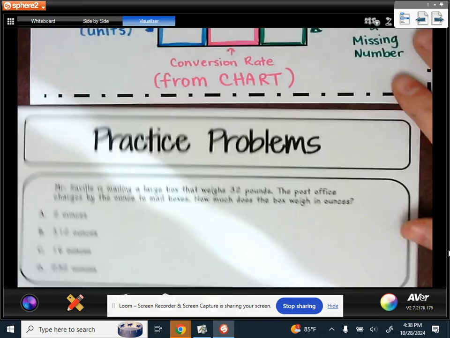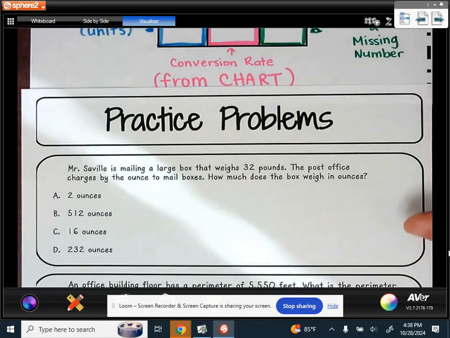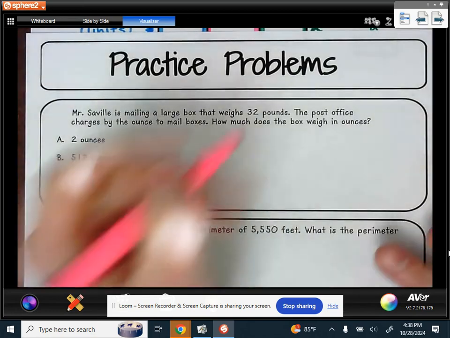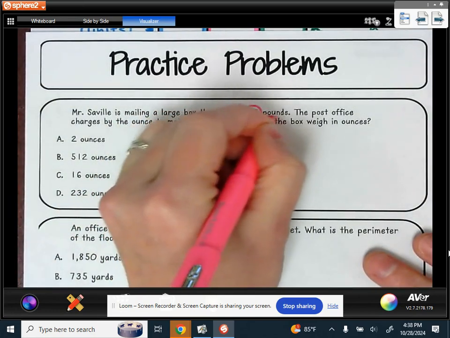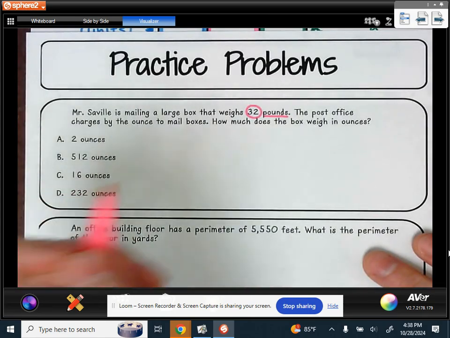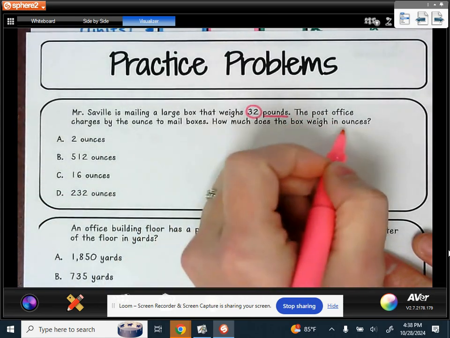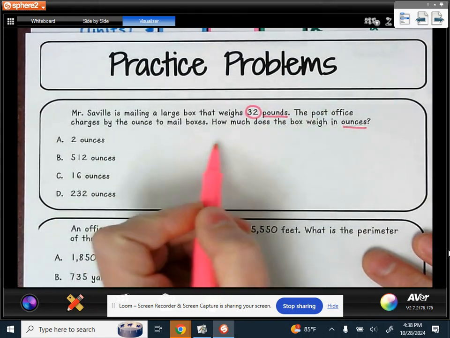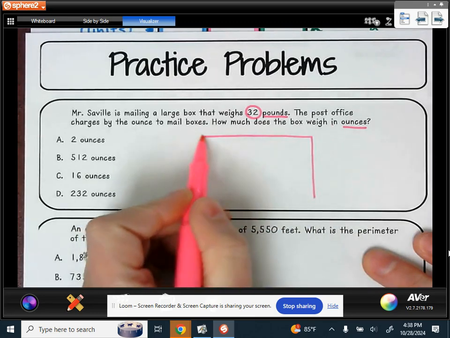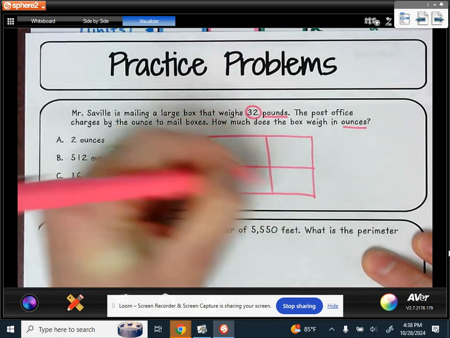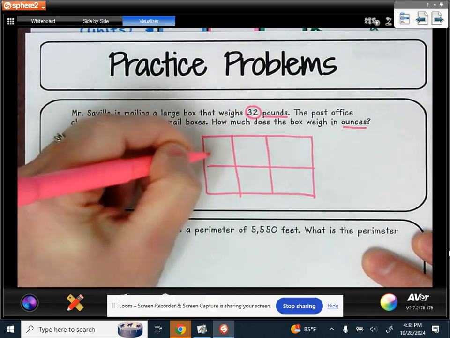So let's look at our first practice problem. It says Mr. Seville is mailing a large box that weighs 32 pounds. So there's the number they're giving us in the problem. The post office charges by the ounce to mail boxes. How much does the box weigh in ounces? So we're trying to go from pounds to ounces. So I'm going to draw myself a box. And again, those 2 units of measurement, whatever 2 units it's talking about in the problem, are our 2 labels.